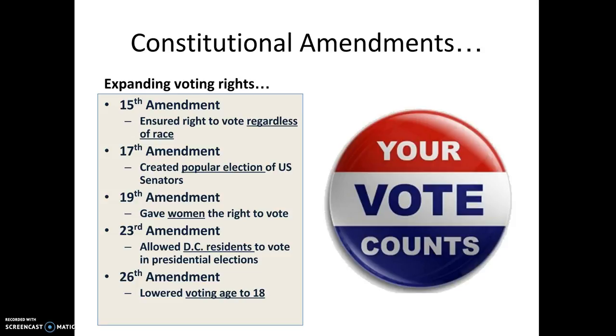What this effectively meant in real life was that you no longer had to just be white in order to vote. The next amendment was the 17th Amendment. This actually increased the number of people we got to elect. This created the popular election of U.S.